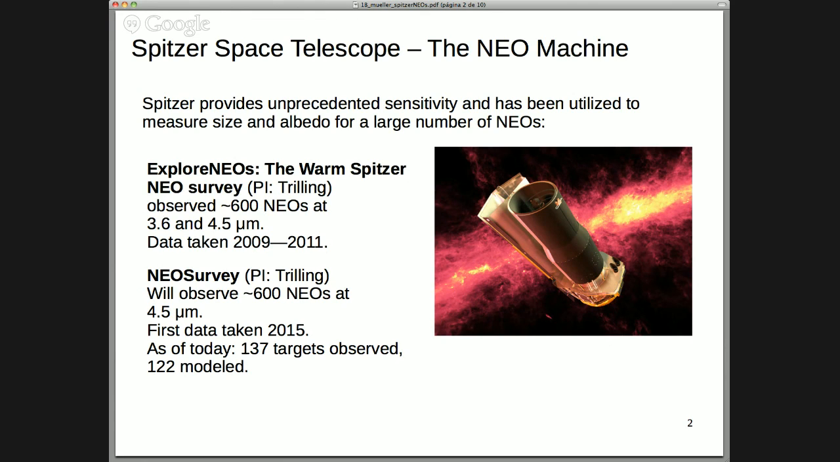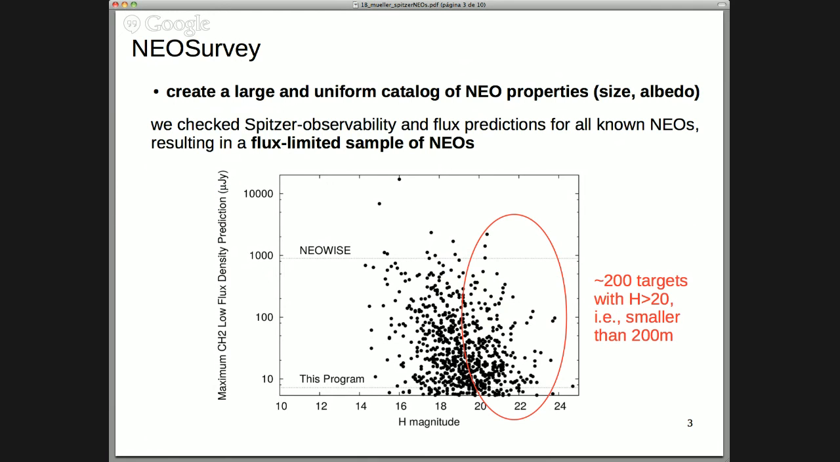So the idea is to create a large and uniform catalog of NEO properties. We checked what could be observable over the cycle, and excluded everything above that line because that means they could be picked up by NEOWISE. We didn't want to duplicate on those. We tried to focus on the smaller ones. And here we tried to make it efficient, finding where the curve bends over to get a trade-off between a high number of targets, but keeping the observing time reasonable. Never mind too much about this.